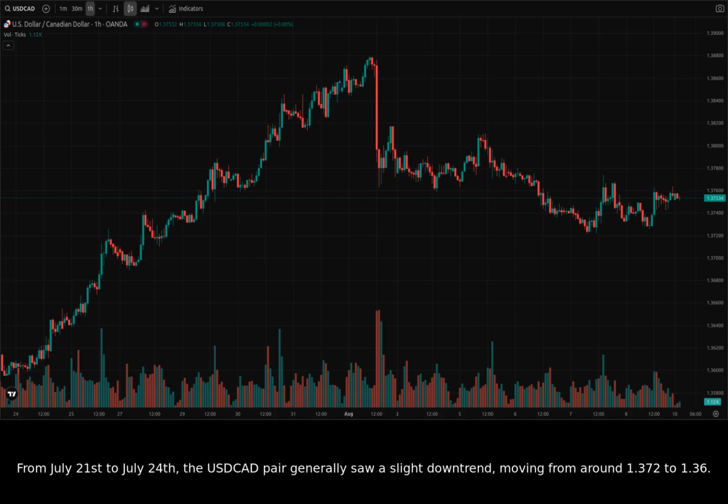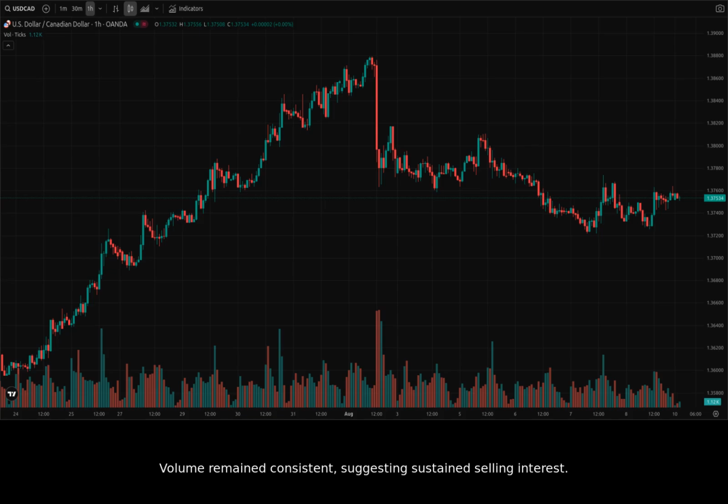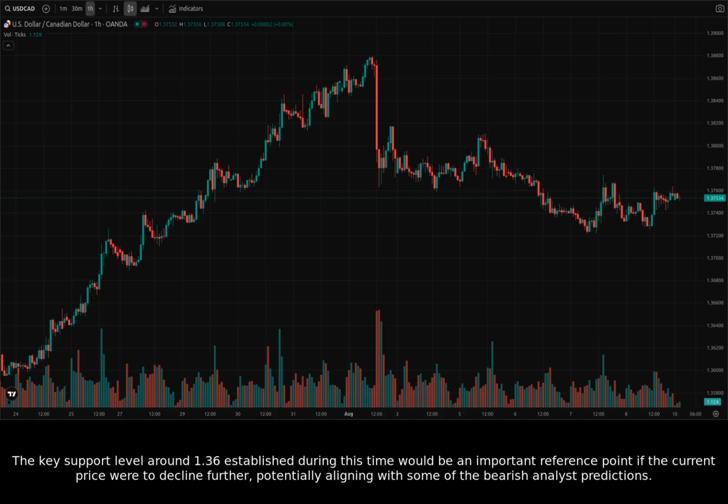From July 21st to July 24th, the USDCAD pair generally saw a slight downtrend, moving from around 1.372 to 1.36. This descent included several lower highs and lower lows, indicating prevailing bearish pressure during this period. Volume remained consistent, suggesting sustained selling interest. The key support level around 1.36 established during this time would be an important reference point if the current price were to decline further, potentially aligning with some of the bearish analyst predictions.